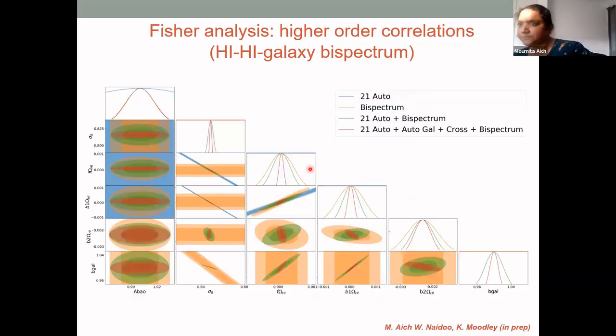And here is a plot of all the different parameters using the different probes. Blue is for only the 21 centimeter auto, orange is for the bispectrum. You can see that the orange is not doing so well by itself, but when you combine the two, you can get tighter constraints on the various parameters. The last one is all the parameters: the cross power spectrum, the bispectrum, and all the auto power spectra included. So that is obviously the most powerful probe to constrain these cosmological parameters.